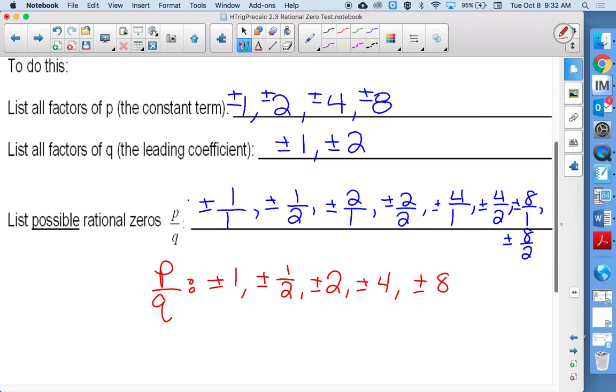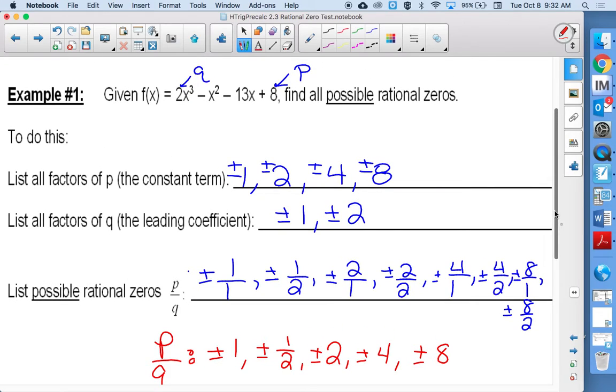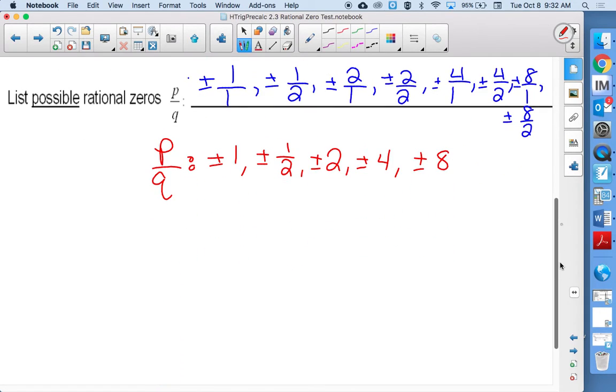So this list represents the possible solutions to my problem. If you look at the original function, how many answers could we have? How do I know how many answers I would have? What tells me the number of answers we should have? What part of the equation would say how many x's, how many solutions, how many intercepts? Come on. The power, the largest power. So the largest power is 3. That means I should have 3 answers, 3 x-intercepts, 3 solutions, 3 factors, 3 zeros.